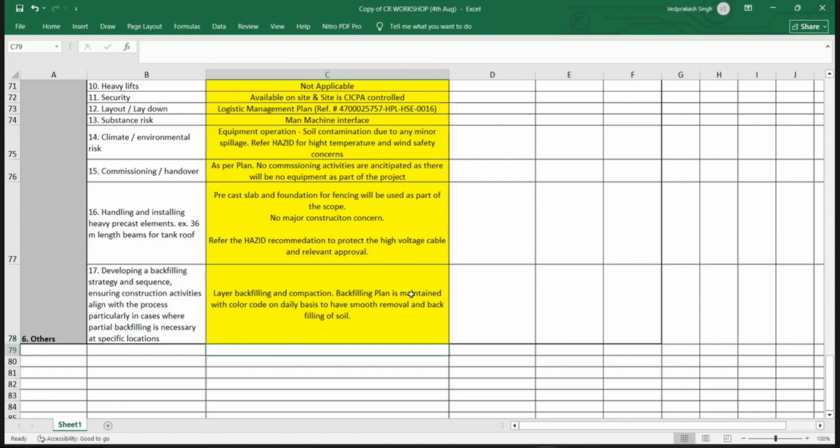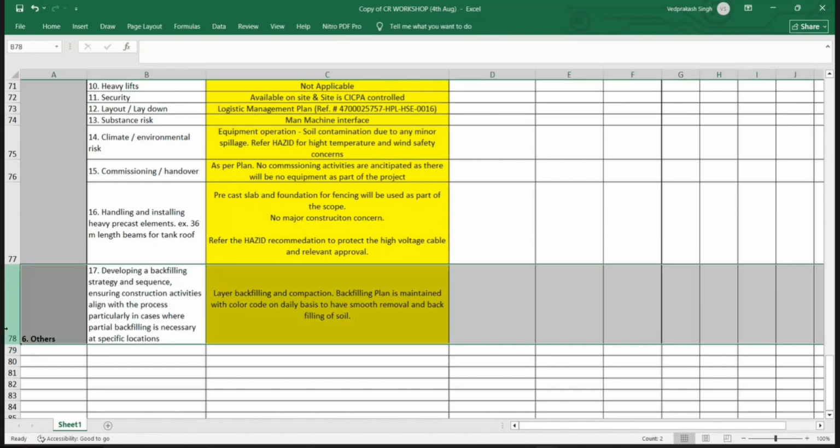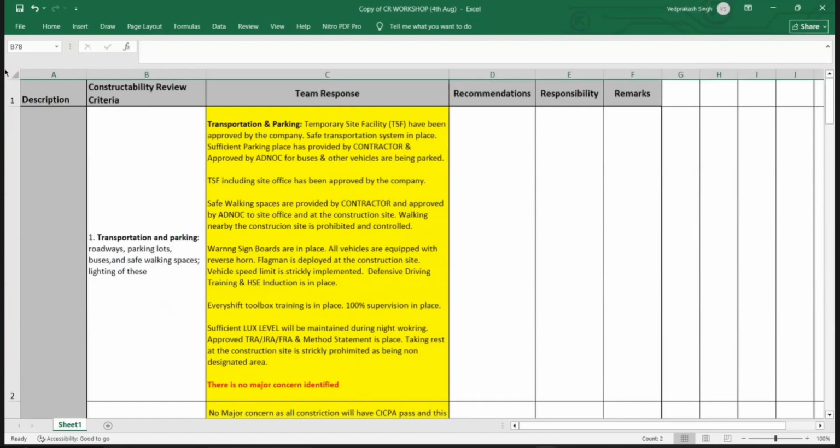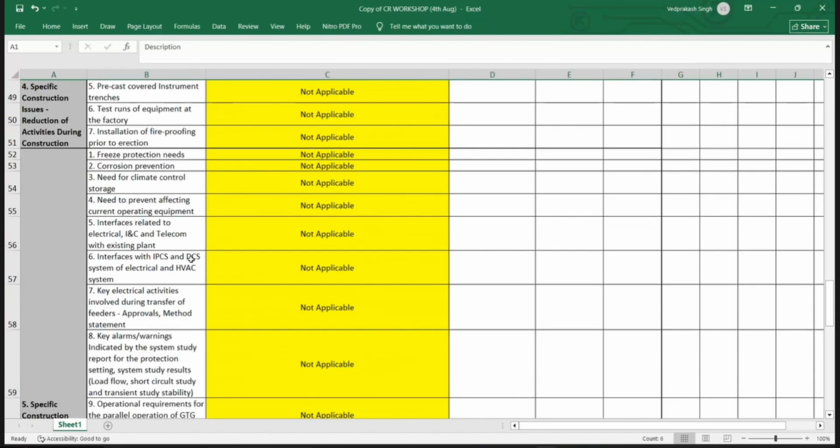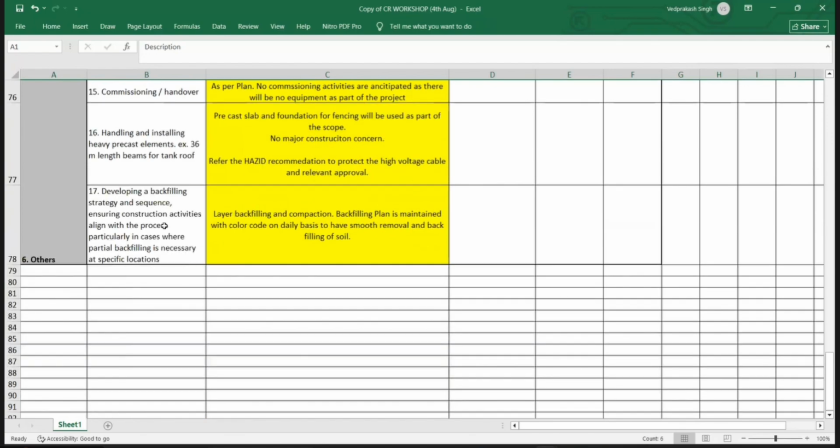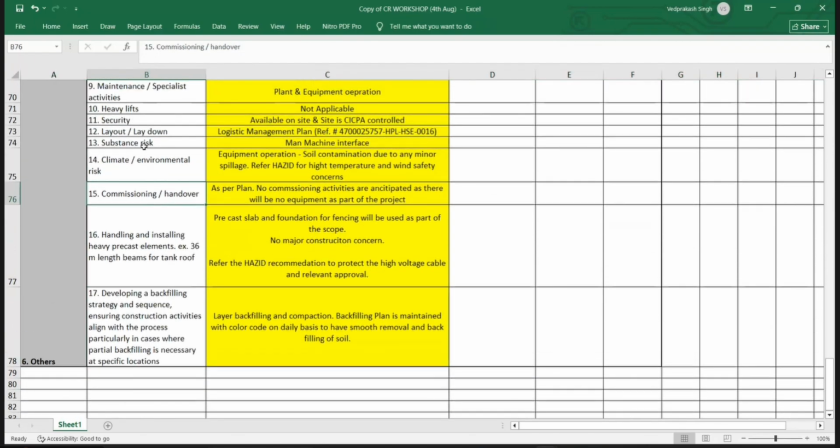Okay. So guys, see, total since morning we have seen total 78 guide words, you can say more or less. Sorry, Chairman, sorry to interrupt. When we go to that point number 13 in this category, which we discussed, substance risk, the discussion we mentioned is man-machine interface. I think the substance risk, the question is related to any hazardous substances, like cost assessment.